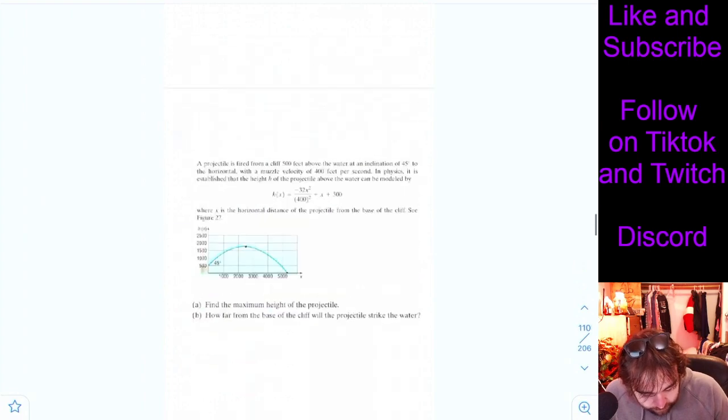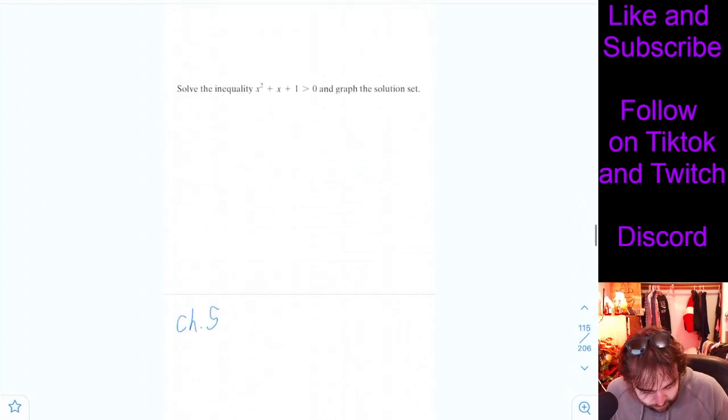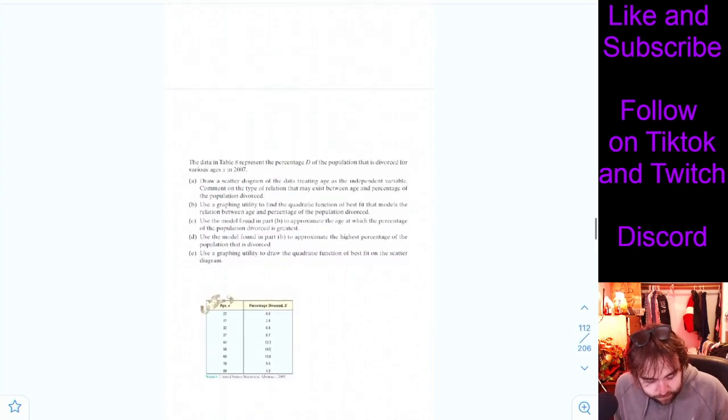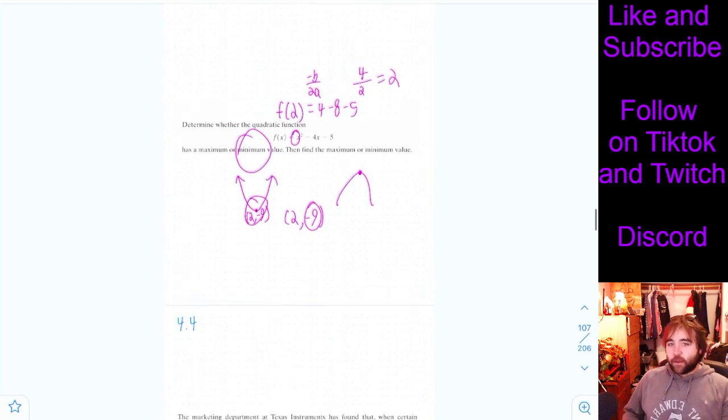I think we're going to get just to some word problems next, actually. And maybe that's the end of chapter 4. Little with inequalities, little word problems. But that'll be fun. Come back for that.